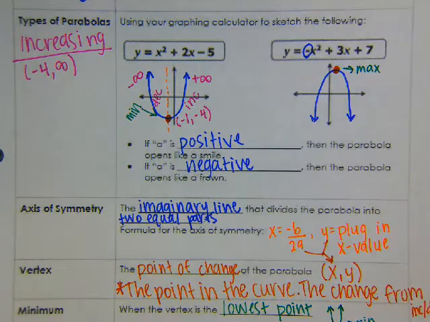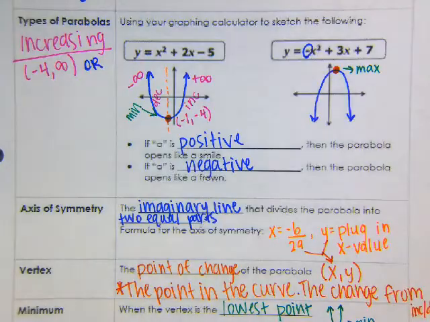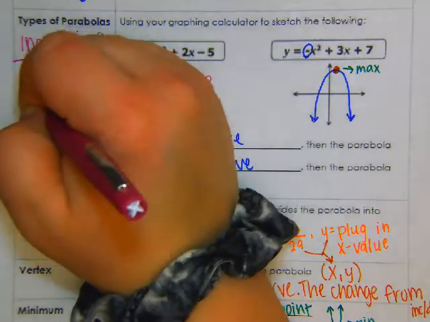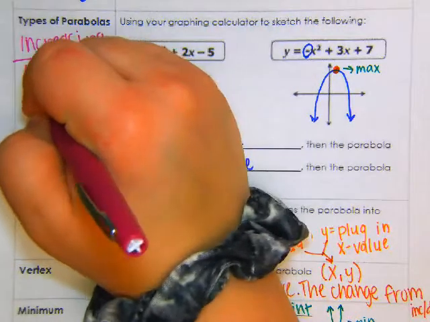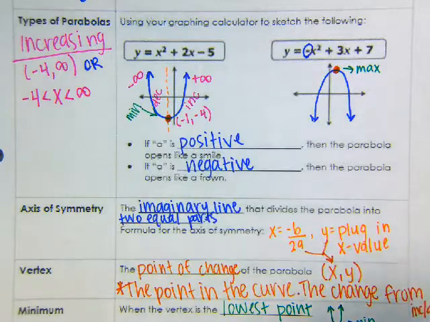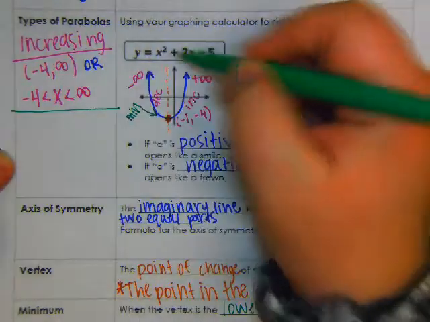We can also write these as an inequality. We looked at inequalities when we did domain and range, but we know that we start increasing at -4, and then remember that that's when we had the less than x less than, and then we don't stop increasing until we reach infinity, which is forever. Okay, so that would be how to represent the increase of this graph.